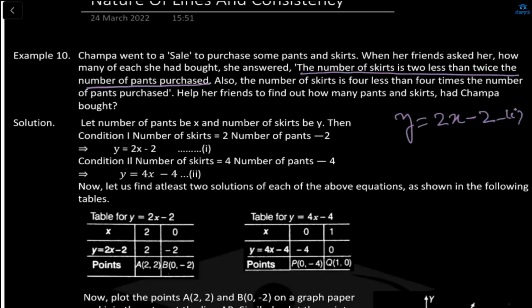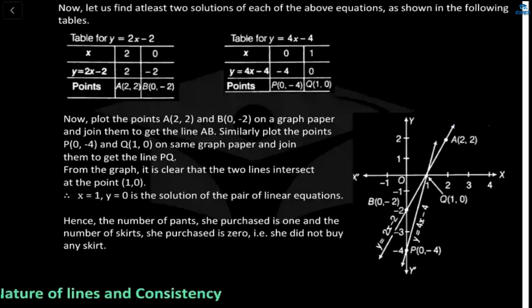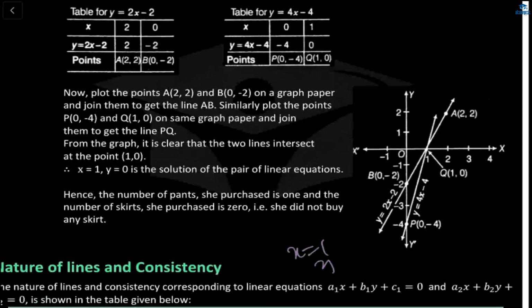Both equations are formed with Y as the dependent variable, so you need not change anything, you just have to find the points. And then on plotting the graph, we see the graphs are intersecting at (1, 0). (1, 0) means what? The x value is 1 and y is equal to 0. I'll not write it here, it will be confusing. So x is equal to 1 and y is equal to 0, which means she has not bought any skirt. She has bought only one pant.